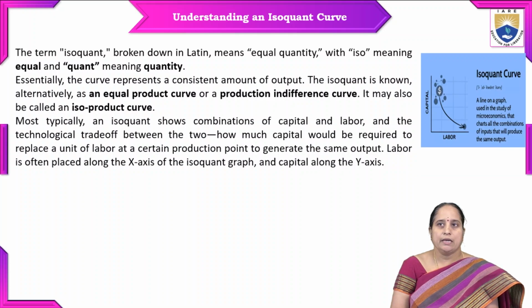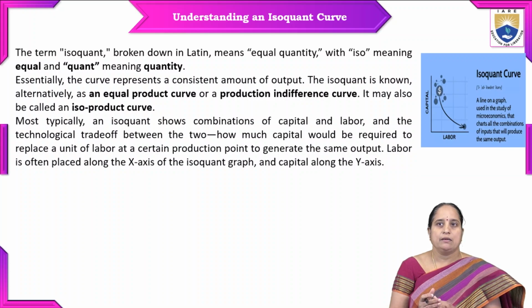Understanding an Isoquant curve, the term Isoquant is broken into two words, iso and quant. Iso means equal and quant means quantity. So the curve represents a consistent amount of output. The Isoquant is known as an equal product curve or a production indifference curve. It may also be called an isoproduct curve.